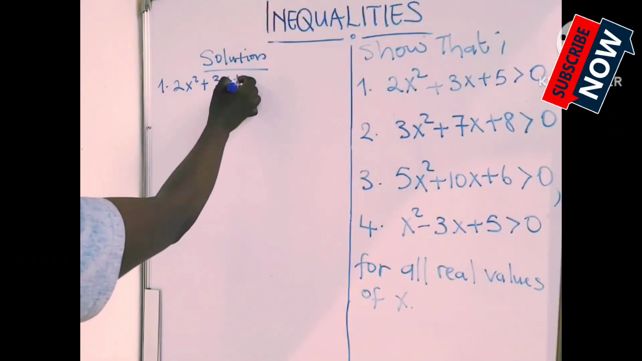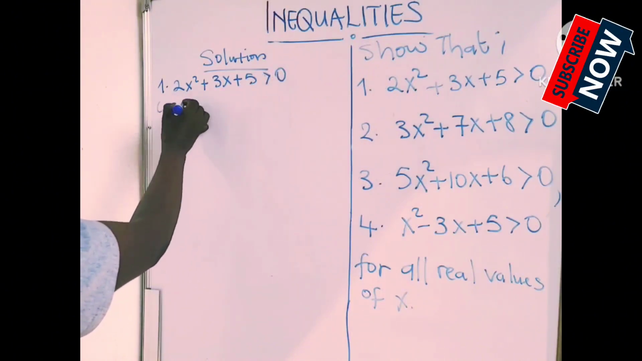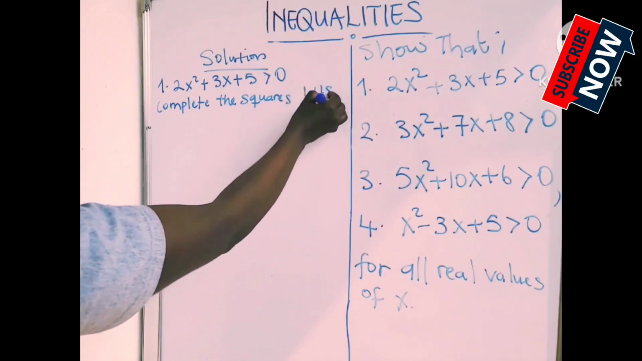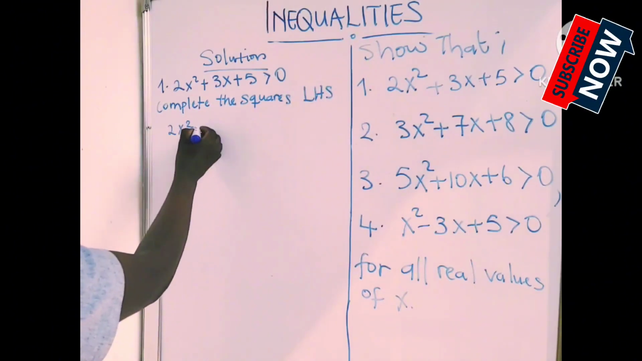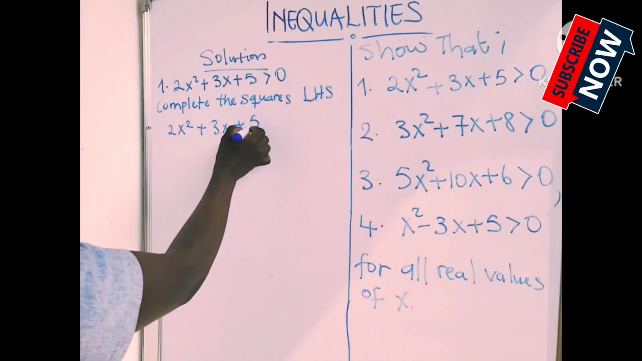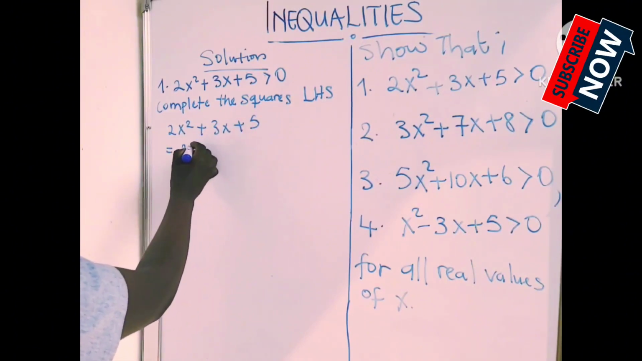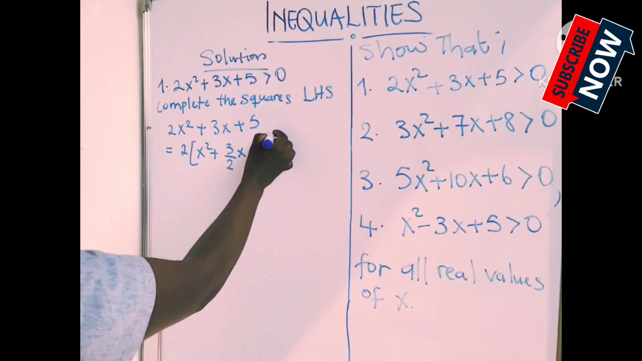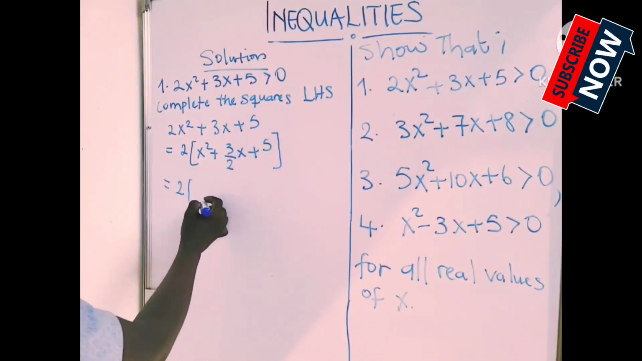In this section, we'll be solving quadratic inequalities. The first question says, we should show that 2x squared plus 3x plus 5 is greater than 0. In order to show this, we will be using the method of completing the squares. I'll add to the description box a link to a video showing how to solve using the method of completing the squares.